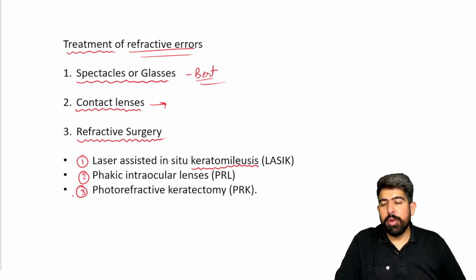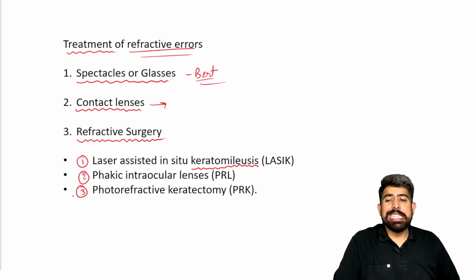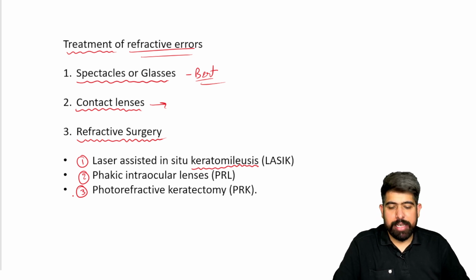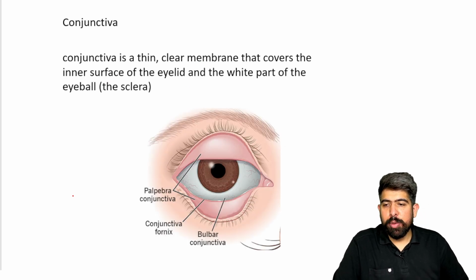In this condition also, with photorefractive keratectomy, we are making changes in the cornea, right? Changing in the cornea. So these are your three types of refractive surgery. This is about the treatment of refractive errors. Should we move forward to the next?